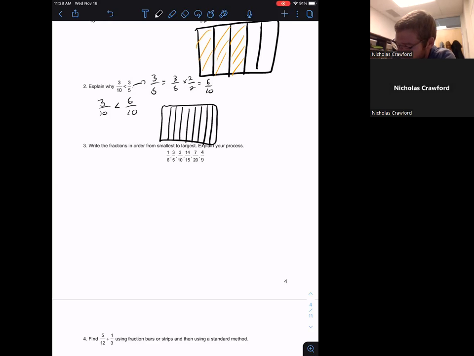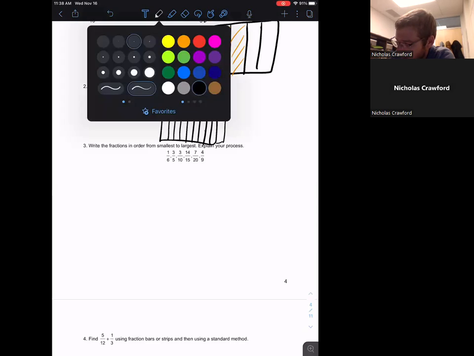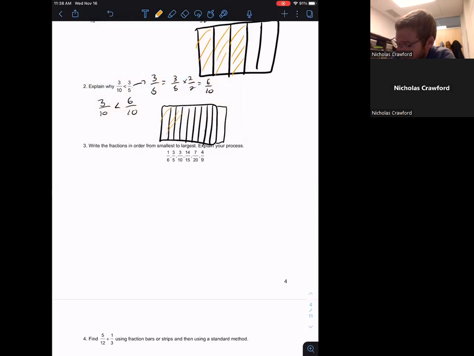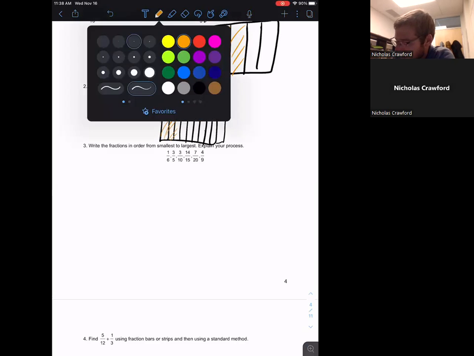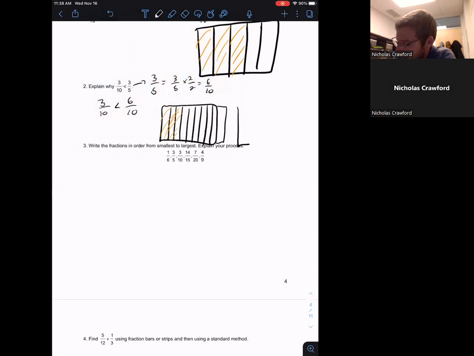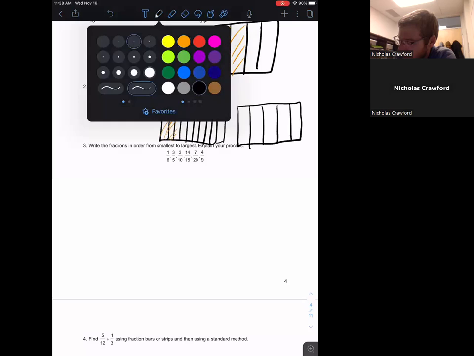Let's see, 1, 2, 3, 4, 5, 6, 7, 8, 9, 10. And I color in 3 of them. So 1, 2, 3 of them. And then I have a box of the same size with 5. And I color in 3 of them.